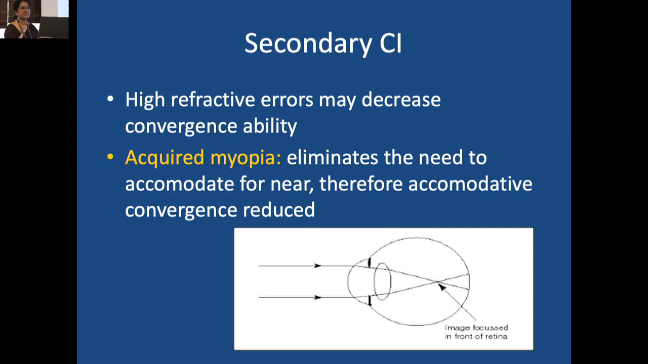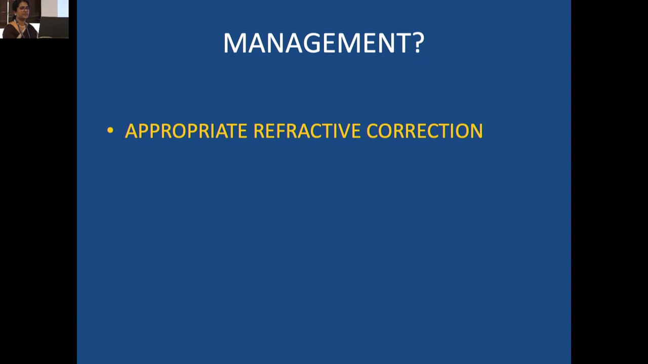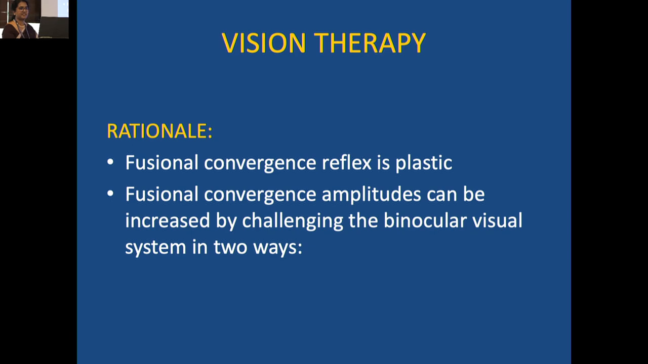There is something called secondary convergence insufficiency, because if you have a high refractive error, they may actually decrease the convergence ability. Also acquired myopia, so they do not have a need to accommodate for near. So therefore accommodative convergence is reduced. So how to manage convergence insufficiency? First and foremost thing, we do an appropriate refractive correction.